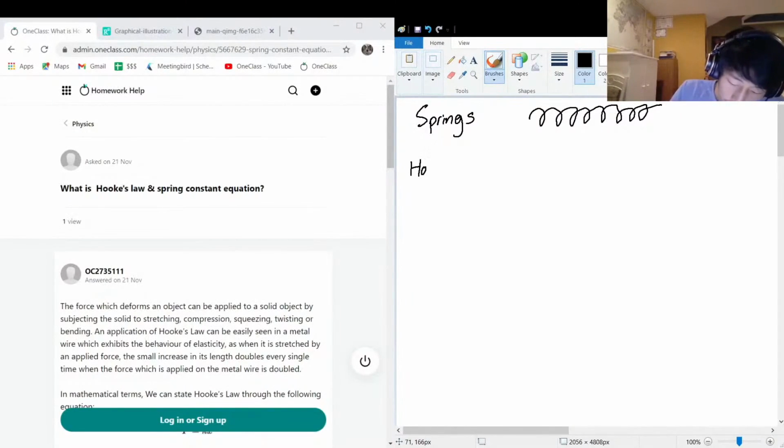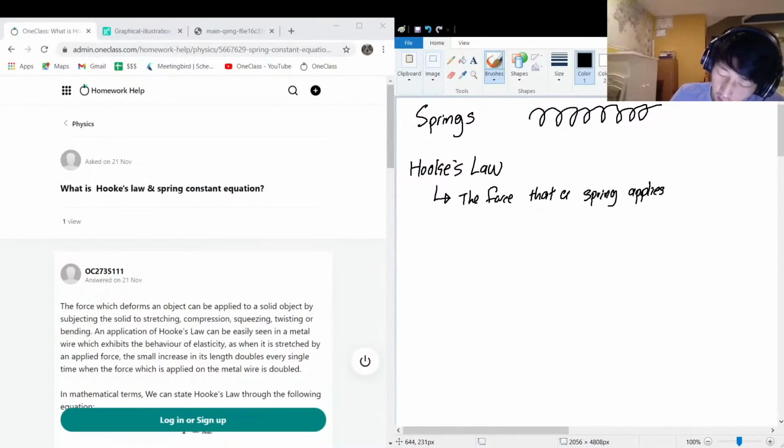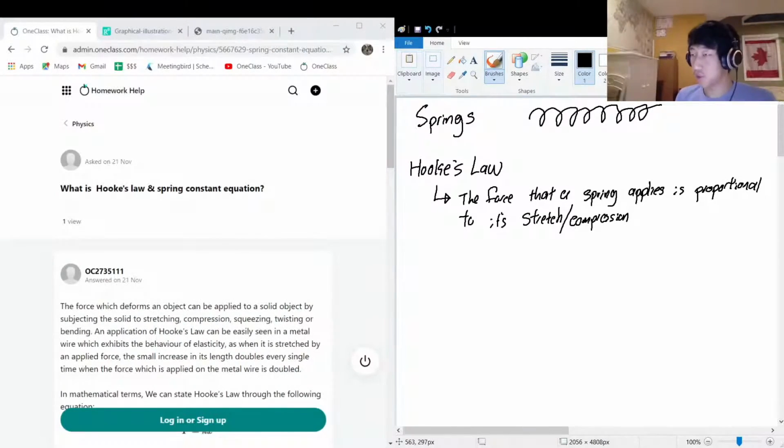So, Hooke's law basically states that the force that a spring applies is proportional to its stretch or compression. Yeah, it is directly proportional to its stretch or compression.